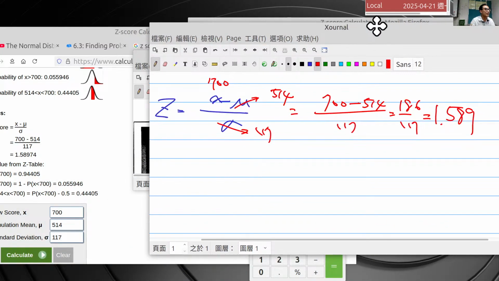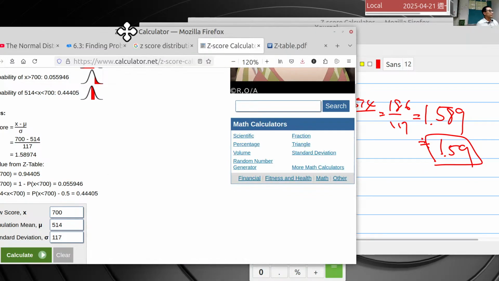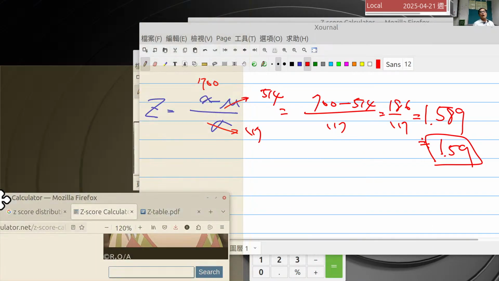Okay, ignore that. And very close. If I just take two decimals, 1.59. Okay, here is that. Okay, and next, what does it mean?